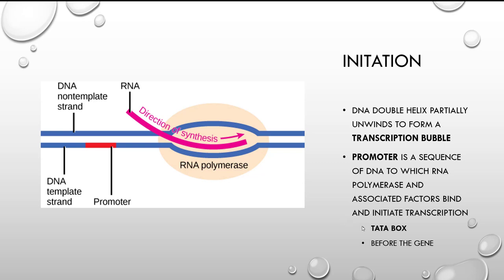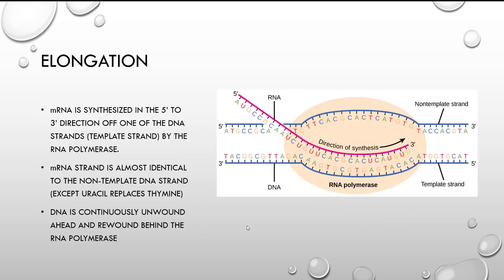Okay, and that's it for initiation. And you'll notice, initiation, elongation, and termination. Hey, that's the same as the 3 names of the 3 stages in DNA replication. So it'll be kind of easy to remember. So basically we have the RNA polymerase binding to the TATA box, which is the promoter sequence on the DNA strand, and that forms the transcription bubble. Okay? So next, we get elongation.